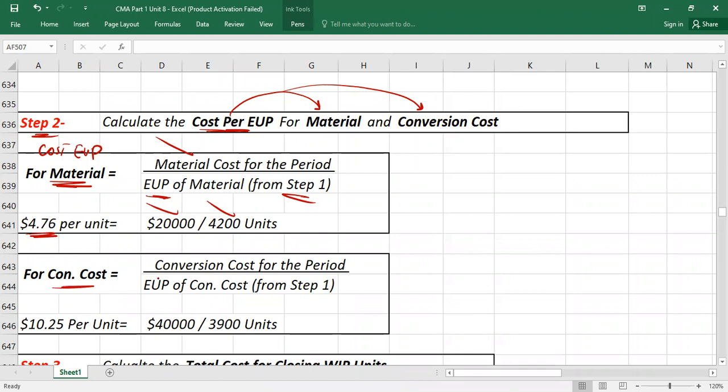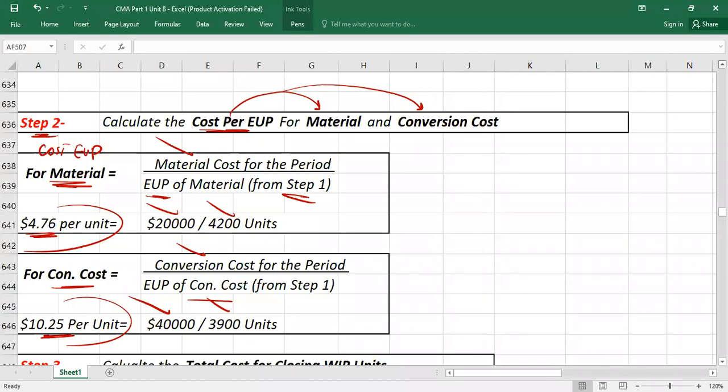Same I'll do for conversion cost. I need conversion cost, means the labor and overhead cost of this period only, divided by EUP. For example, conversion cost for this period is how much? Assume 40,000. In exam we will tell you guys. 40,000 divided by EUP of conversion cost, how much? 3,900, you will get per unit cost. Can you tell me what is material cost? 4.76. What is conversion cost? 10.25. Remember, 4.76, 10.25. Now I'm asking you, tell me what is the value of closing work in process.